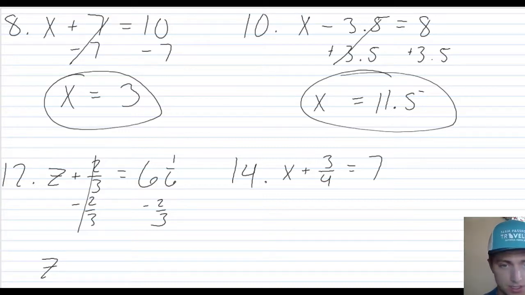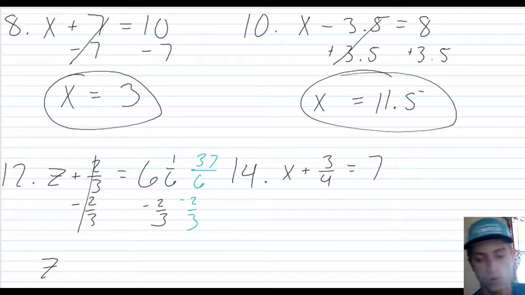6 times 6 is 36, plus 1 gives us 37 over 6, minus 2/3. That doesn't solve our problem quite yet. We still have to get the same denominator. What's the least common multiple of 6 and 3? It's going to be 6. So how do we turn a 3 into a 6?